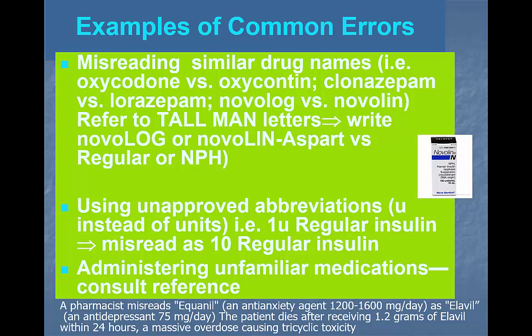Okay, so one example was a pharmacist misreads Equanil, an anti-anxiety agent, usually 1,200 to 1,600 milligrams a day. Misread it as Elavil, which is an antidepressant, 75 milligrams a day. Well, normally, an anti-anxiety, antidepressant, they're kind of used interchangeably, but the dosages are not. So the patient died after receiving 1,200 milligrams of Elavil, which should have been only 75 milligrams, thought it was Equanil. So gave the Elavil with an Equanil dosing and massive tricyclic toxicity. So that's a bad one.